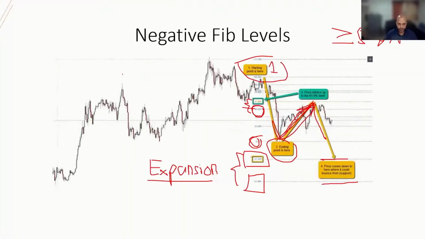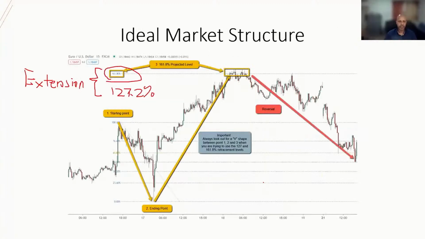Just like for the Fibonacci expansion levels, similarly, if you come across the term Fibonacci expansion levels, they're referring to the negative levels, and specifically referring to negative 27.2 and negative 61.8. Okay, so expansion levels are negative, also known as the negative Fibonacci levels, also known as Fibonacci expansion levels, and the Fibonacci levels that are greater than 100% are also known as the extension levels. And the key extension levels come in at 127.2 and 161.8%.